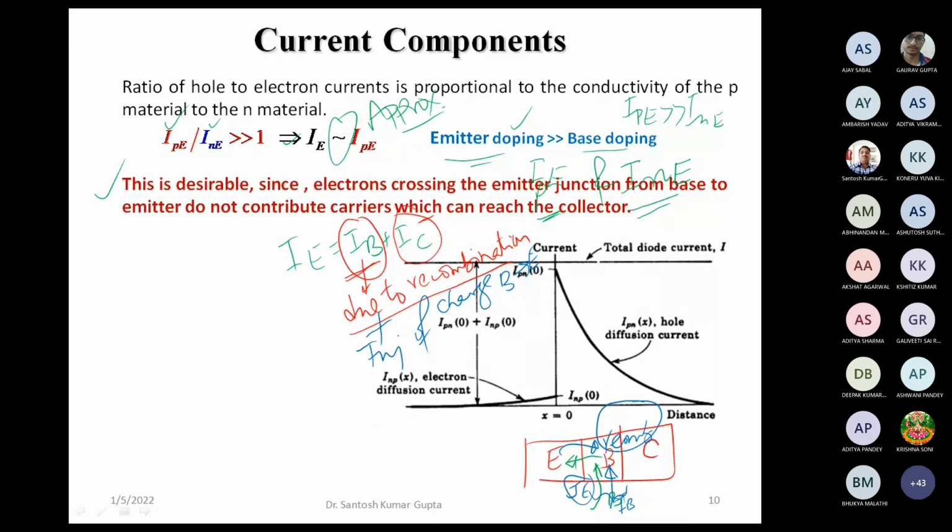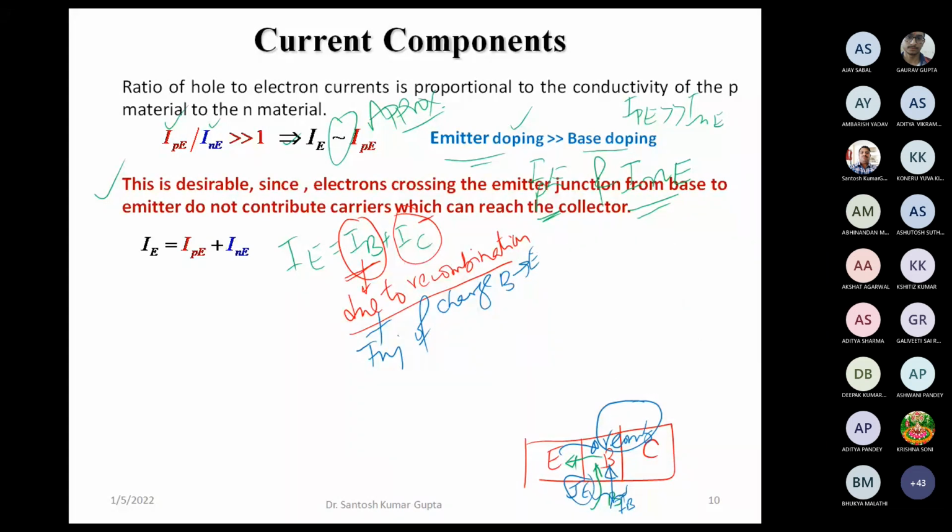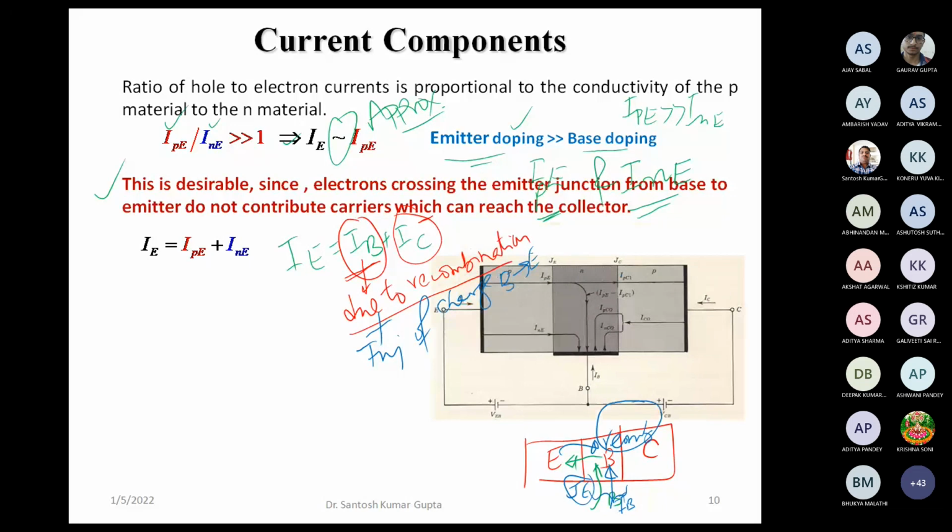So we have to have this base region, but the base region can be lightly doped and made a very thin region, so that both requirements are fulfilled to a great extent. That's the idea. These are the requirements which force the design of the transistor.